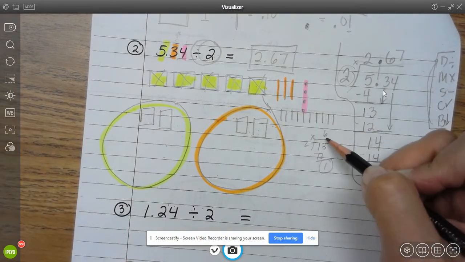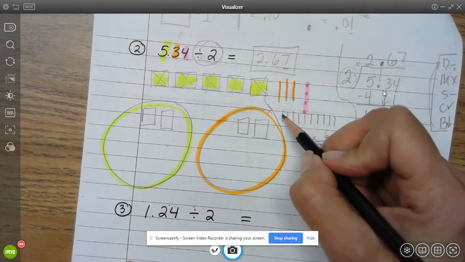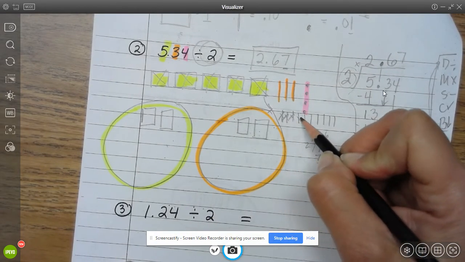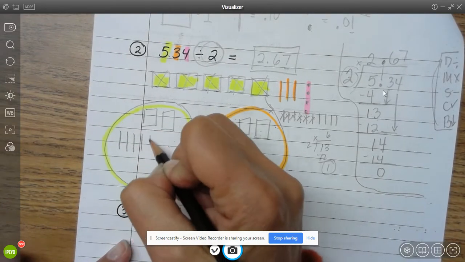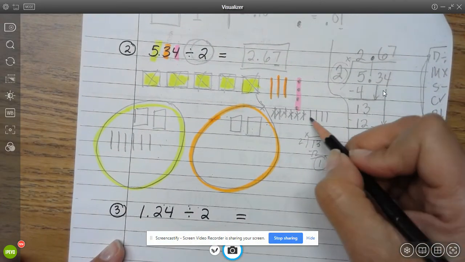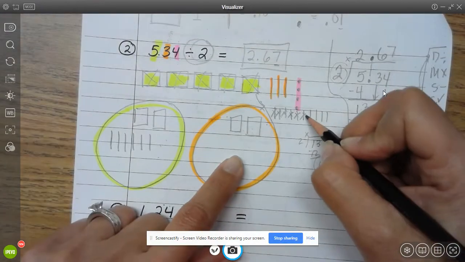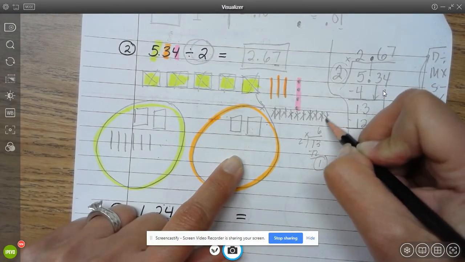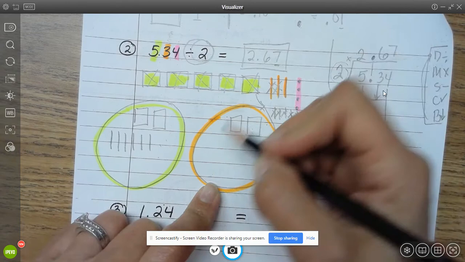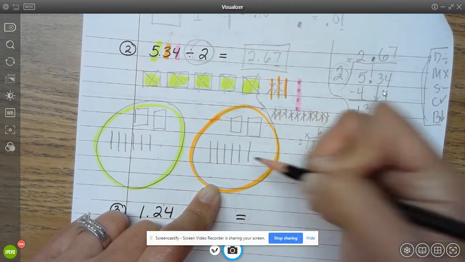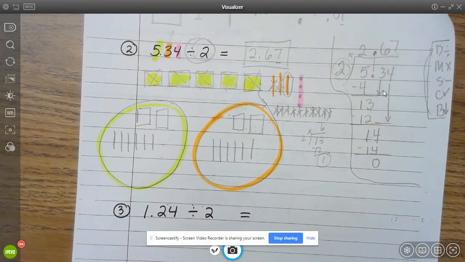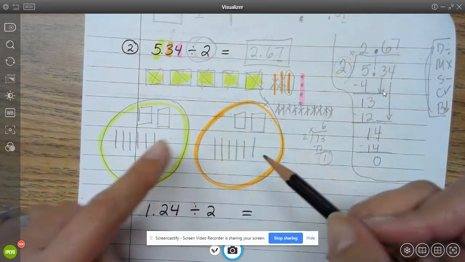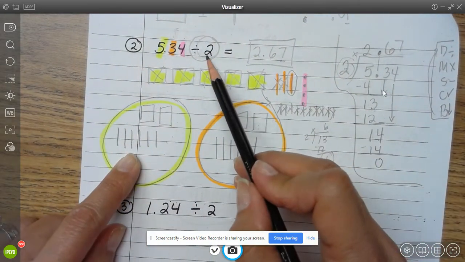If I have 13, I'm putting 6 into this group: 1, 2, 3, 4, 5, 6. And I'm going to put another 6 into this group: 1, 2, 3, 4, 5, 6. Okay, now I have 1 tenth remaining. Again, I can't split this between 2. I can't divide it into 2.